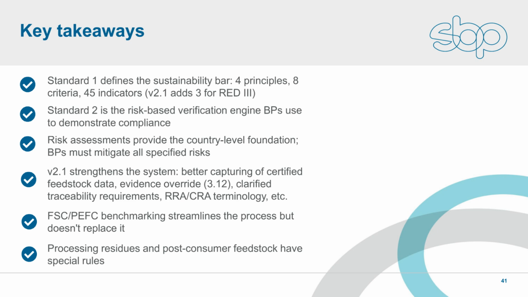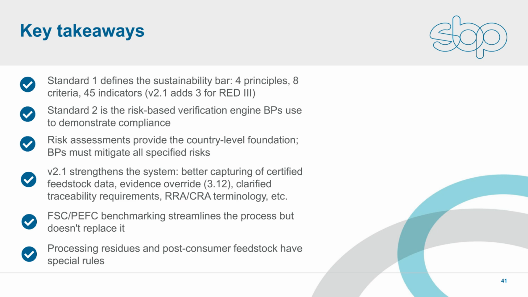Fourth, version 2.1 strengthens the system in several important ways. Better capturing of data about certified feedstock. The evidence overrides in clause 3.12. If you see something on the ground that contradicts the risk rating, the evidence wins. Clarified traceability requirements. Cleaner RRA and CRA terminology, and a range of other clarifications we've covered throughout the module. Version 2.1 isn't a rewrite of Standard 2, it's a sharpening of it.